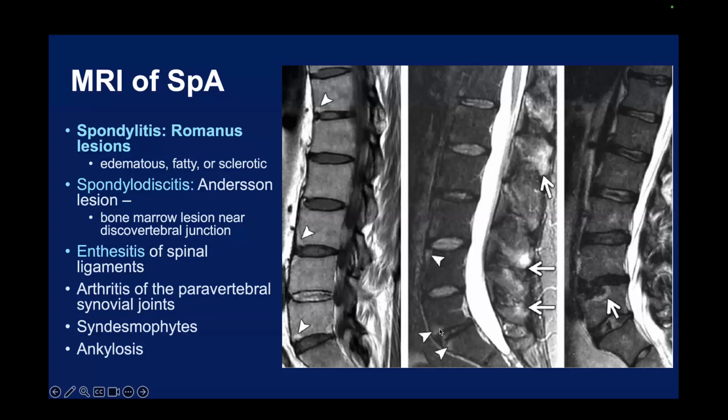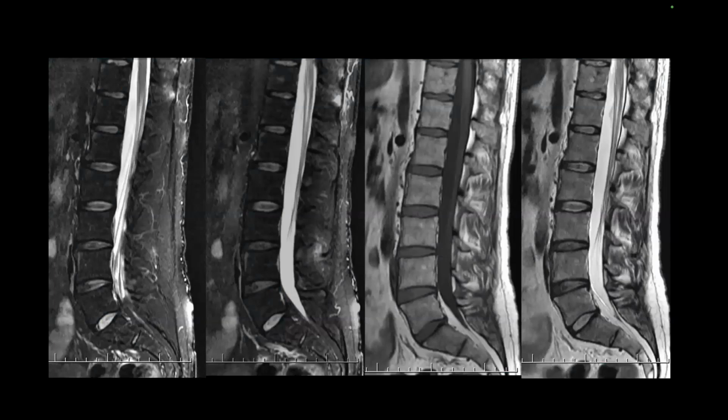We can see sites of syndesmophytes starting to form as well, such as here. And then we're looking for signs of inflammation that are occurring in the spinous processes of enthesitis. You can also get these Anderson lesions where they almost look like a spondylodiscitis associated with a disc or a Schmorl's node, and you get a vertebral body inflammation occurring around that.